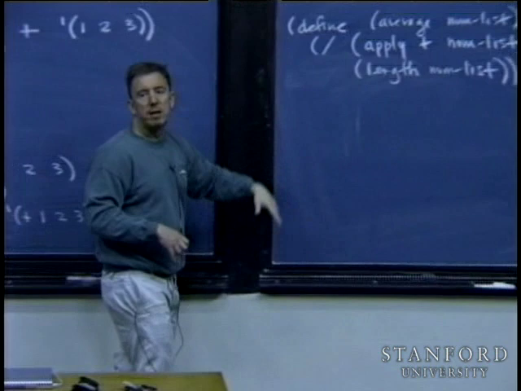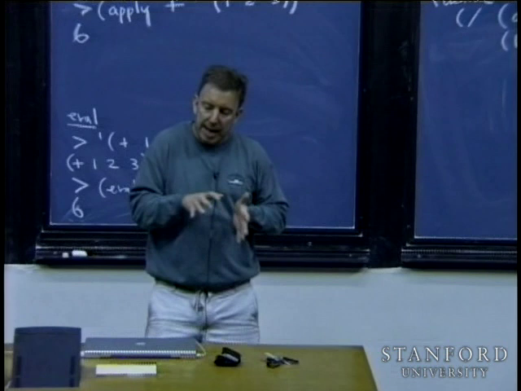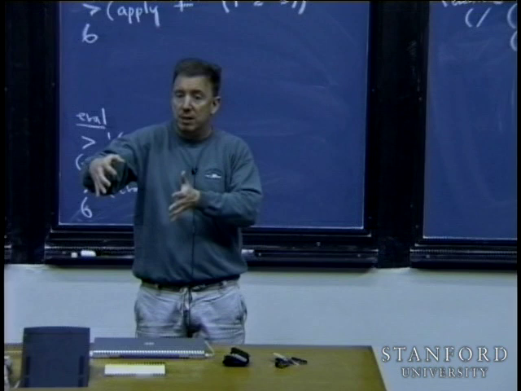The drawback of exposed car-cdr recursion is that it's asymmetric, and it advertises the asymmetry that's involved in visiting the car of the entire list first, and then the car of the cdr second, et cetera.